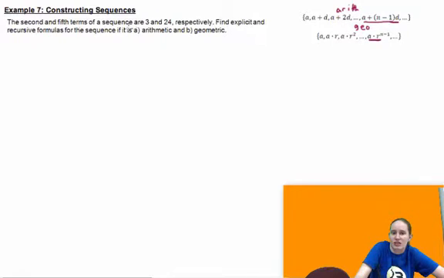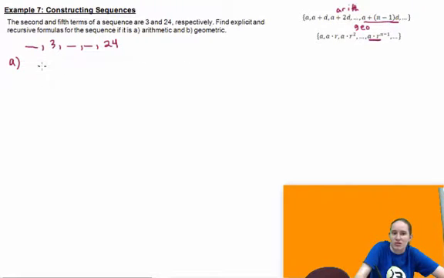They tell us the second and fifth terms of a sequence are 3 and 24 respectively. They want us to find an explicit and a recursive formula for both of these cases. So A is going to be arithmetic. Now, the tricky thing with this is they didn't tell us the first term. They told us the second term. They didn't tell us the third or fourth, but they did tell us the fifth.